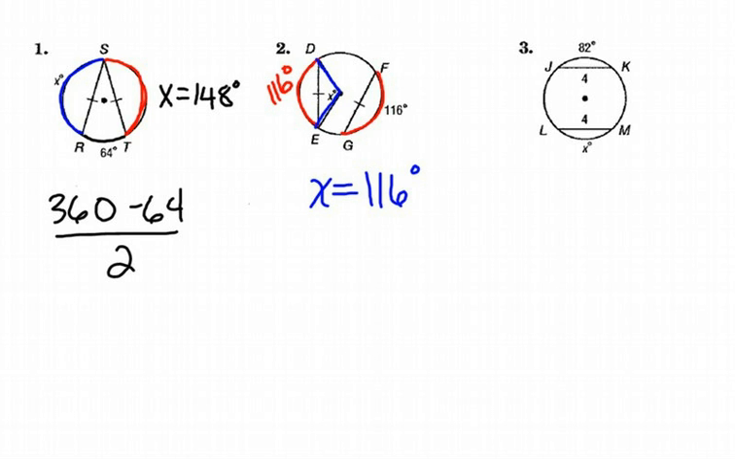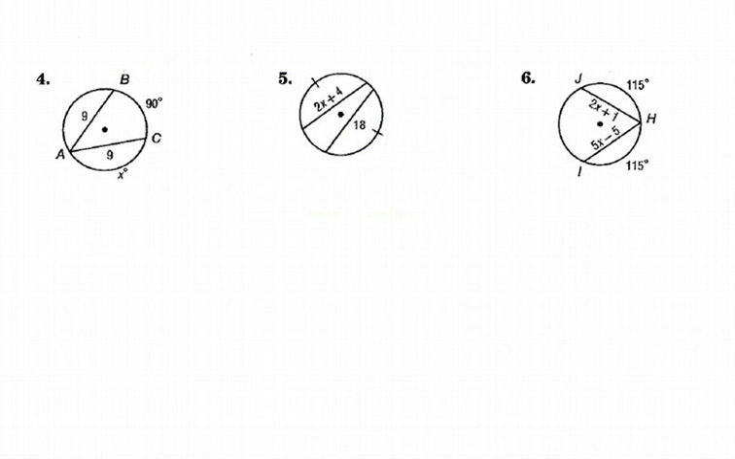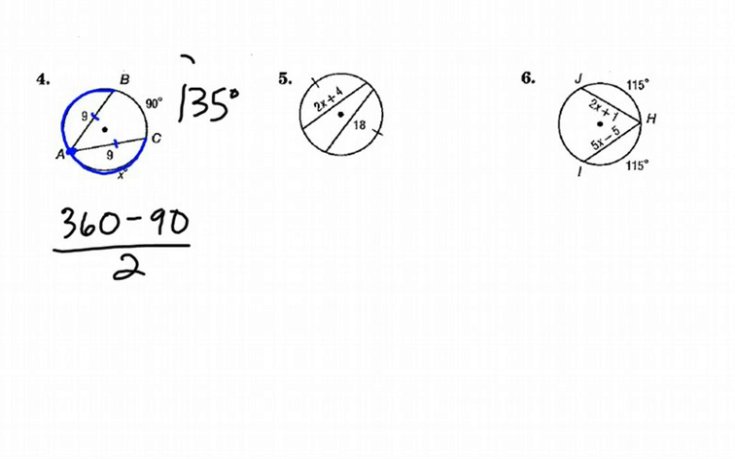Problem 3 was pretty straightforward. These are the same because they're both 4, which means the arcs are the same. So that would be 82 degrees. On problem 4, those chords are the same, which means this arc and this arc would have to be the same. This is a little bit like problem number 1. We have to take 90 away from 360 and divide by 2, and we get 135 degrees.